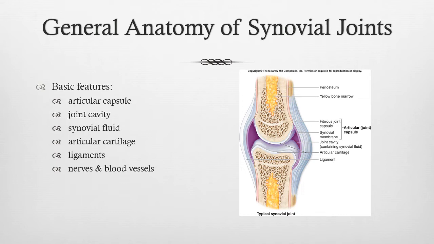In between the two bones, we're going to have articular cartilage so that the bones aren't rubbing bone on bone. And then we're going to have varying degrees of ligaments that hold the joint itself together, or at least limit the amount of movement there.